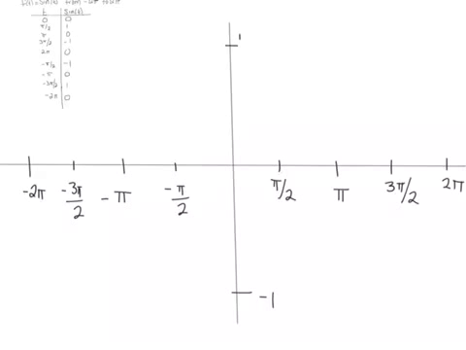So if we go through our table, the sine of 0 is 0. The sine of pi over 2 is 1. The sine of pi is 0. The sine of 3 pi over 2 is negative 1, and the sine of 2 pi is 0. If I go in the opposite direction, the sine of negative pi over 2 is negative 1. The sine of negative pi is 0. The sine of negative 3 pi over 2 will interfere with my chart, but that's okay. And the sine of negative 2 pi is 0. Let's connect these with a nice smooth curve.